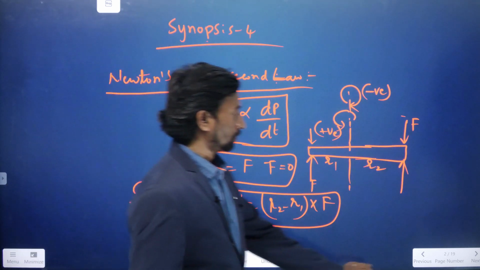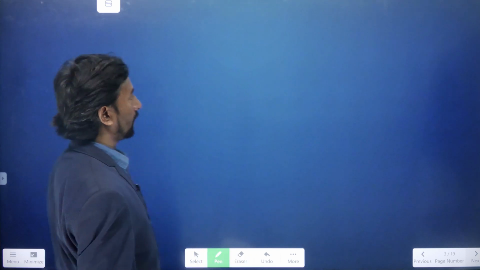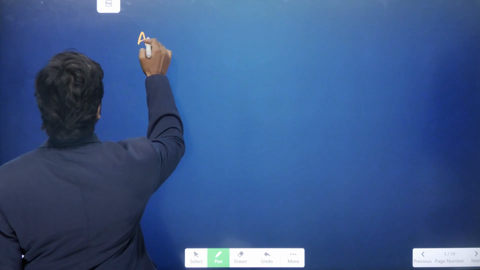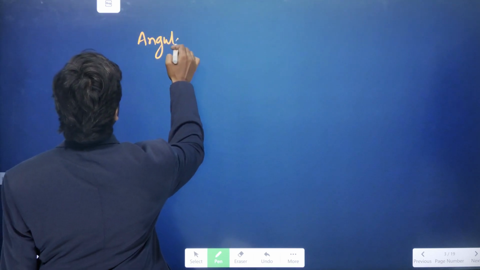Now the next topic we are going to study is angular momentum.